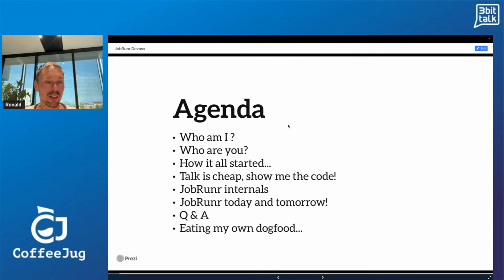Then we'll discuss the internals of JobRunner. So how does JobRunner work? If you want, you can build your own JobRunner. Then we'll discuss where we are today and tomorrow. And then there is time for Q&A. And yeah, eating my own dog food, or "talk is cheap, show me the code", is in fact the same thing. So that's the live coding, but I will do it in step 4.